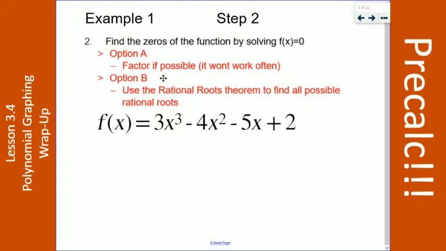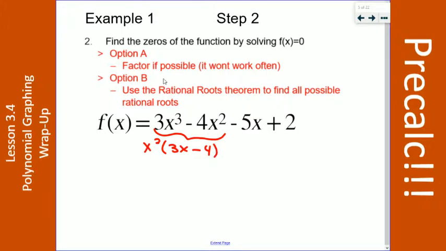Let's try factoring this, okay? Whenever we have a cube, square, first degree, constant type function, we want to see if factoring by grouping is going to help us. So if we take a look at these 2 terms, we want to ask ourselves, what do these 2 terms have in common? Well, they have an x squared in common. So let's factor that out. X squared times 3x minus 4.